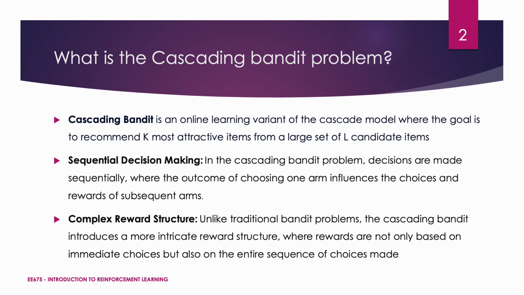But what do we understand by the term cascading bandits? So basically the fundamental concept of the cascading bandit problem is to focus on recommending the k most attractive items from a list of L ground items. The cascading bandits follow a sequential nature where each choice affects future decisions and rewards, reflecting real world scenarios where choices are interdependent. I also want to highlight the unique aspect of the cascading bandit problem, which is the complex reward structure. Unlike traditional bandit problems, rewards in this context are influenced by the entire sequence of choices, adding layers of complexity to the decision making process.